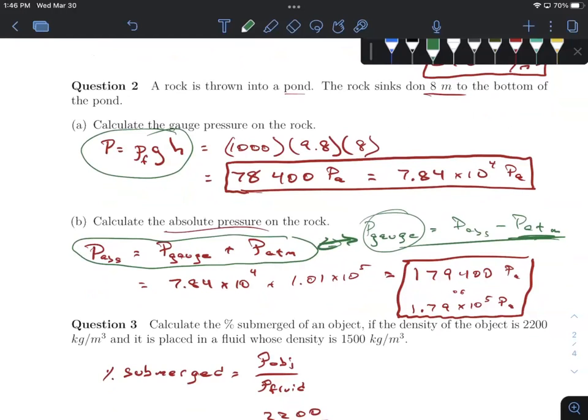But for this problem, I don't know how to find absolute pressure by itself. The only way I know to get absolute pressure with this problem is to first calculate gauge pressure and then add in the effect of the atmosphere. And that gives me absolute pressure. So does that make sense?